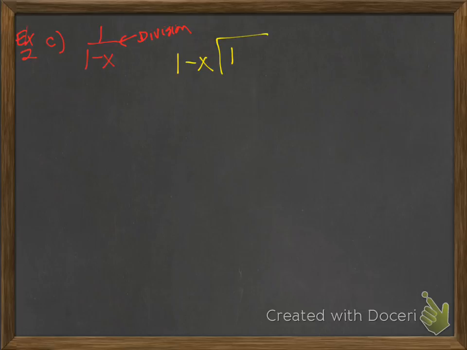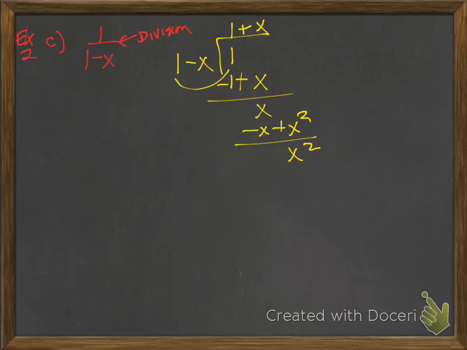You ready for this? How many times does 1 go into 1? That's right. Good job. 1 times 1 minus x is 1 minus x. Change the signs, add them down, you get x. How many times does 1 go into x? 1 times x is x. So multiply through, x times that whole thing. So that's x minus x squared. Change the sign, add them down.